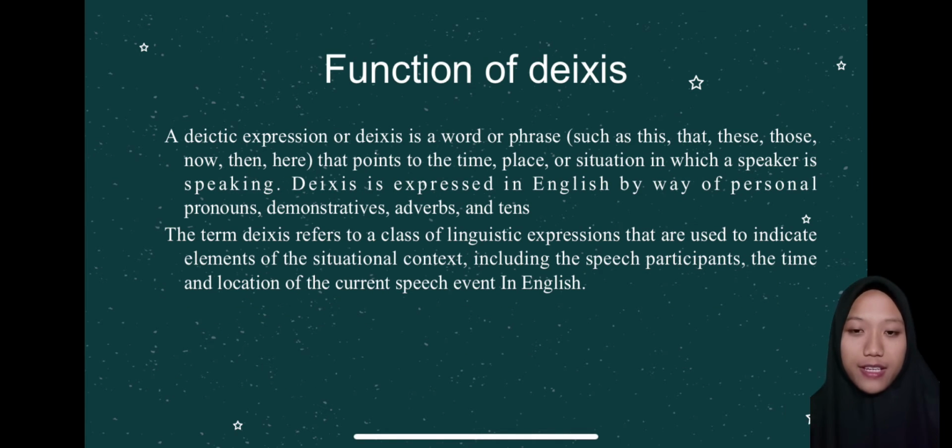And what is the function of deixis? A deictic expression, or deixis, is a word or phrase such as this, that, thus, now, then, here, that point to the time, place, or situation in which a speaker is speaking. Deixis is expressed in English by way of personal pronouns, demonstratives, adverbs, and tense. The term deixis refers to a class of linguistic expressions that are used to indicate elements of the situational context, including the speech participant, the time, and location of the current speech event.